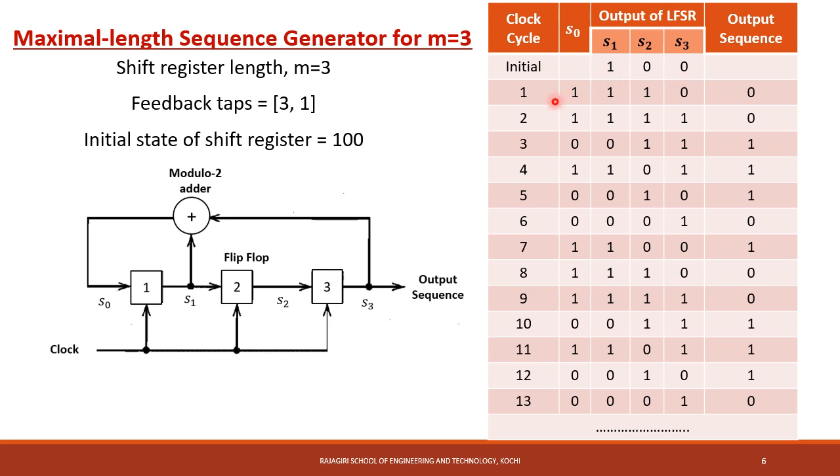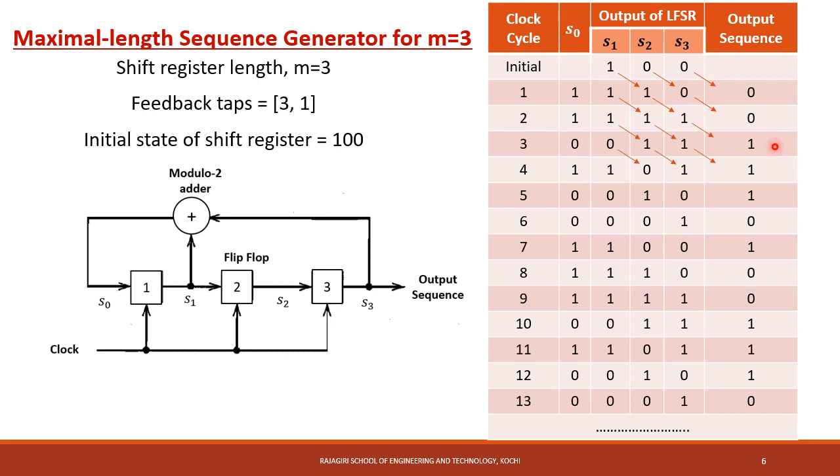After the first clock cycle, the output of S1 modulo 2 added with S3 is fed back to S0. That is, 1 XOR 0 is 1, and it is fed back to S0. In this clock cycle, S1 will be shifted to S2, S2 will be shifted to S3, and S3 will be obtained at the output. In the next clock cycle, again S1 modulo 2 added with S3 is 1, and it will be updated in S0. Then again S1 is shifted to S2, S2 is shifted to S3, and S3 is shifted to the output.